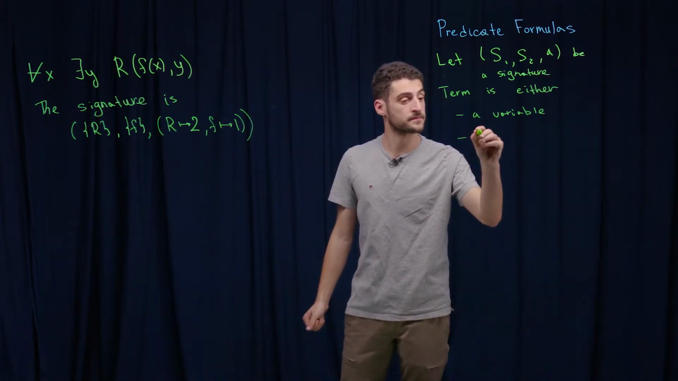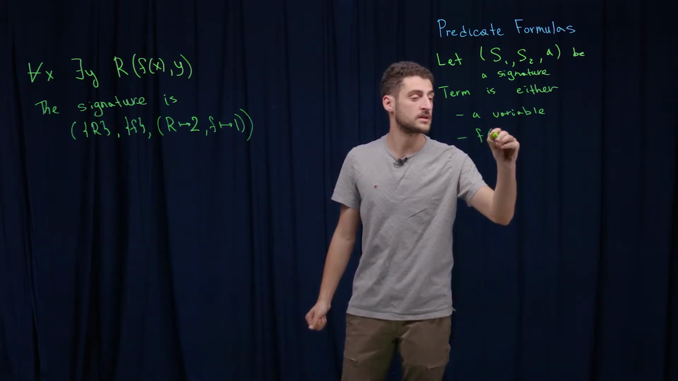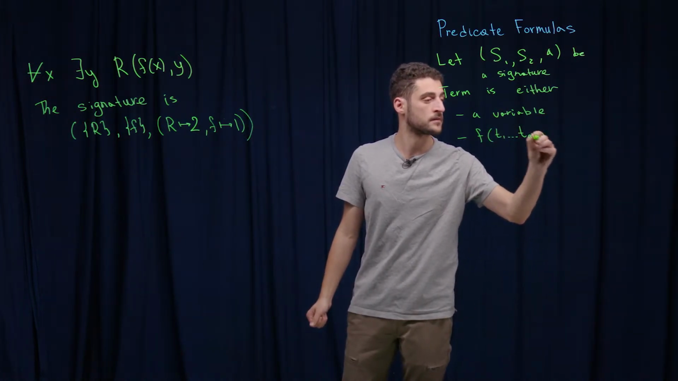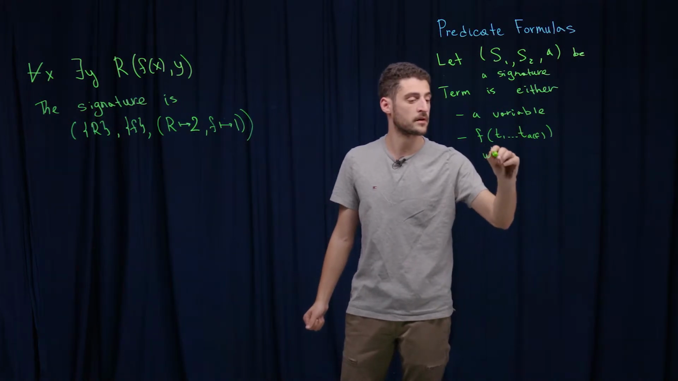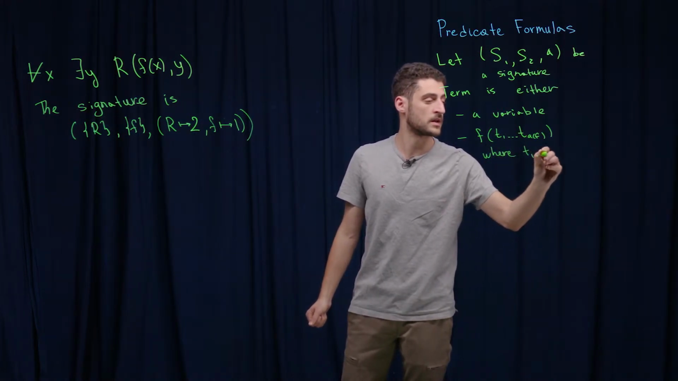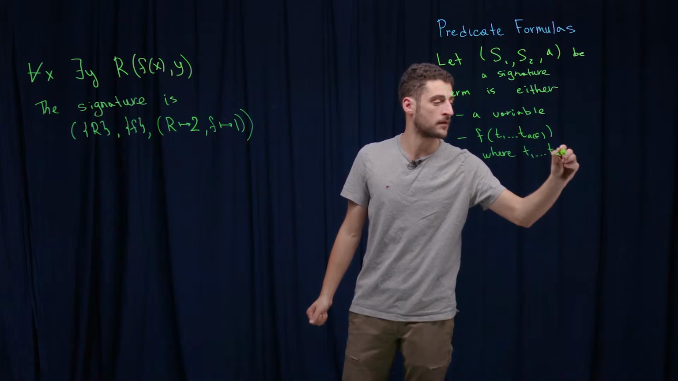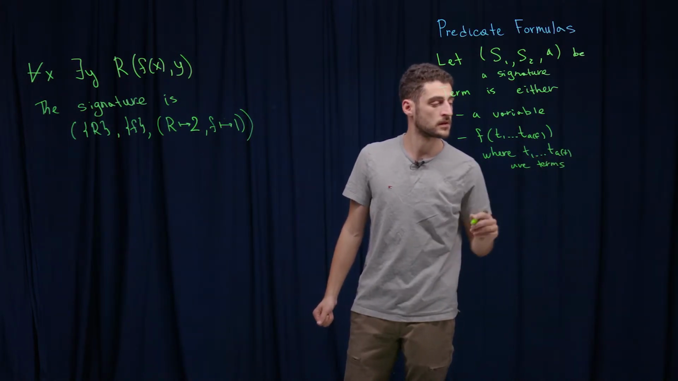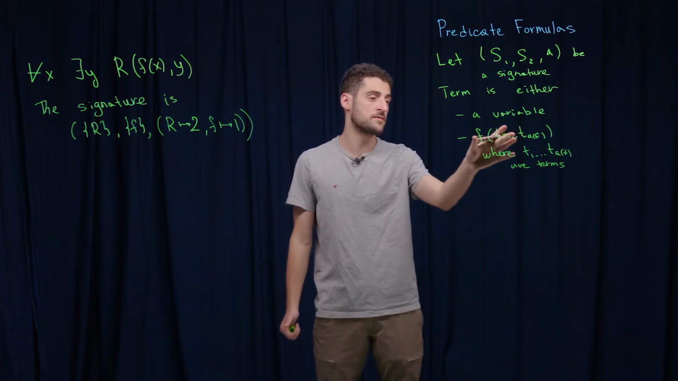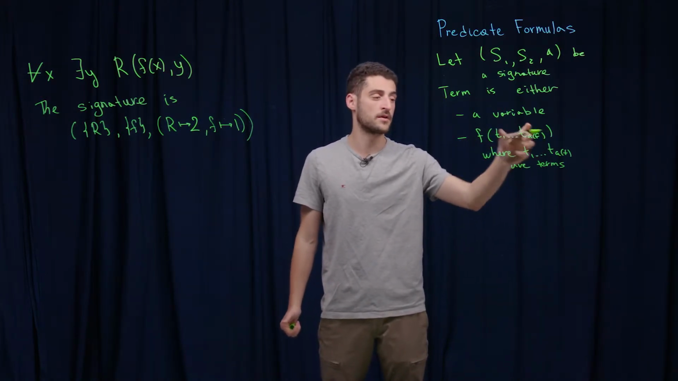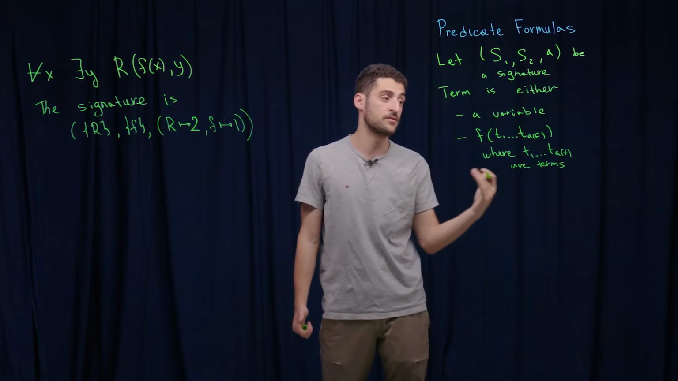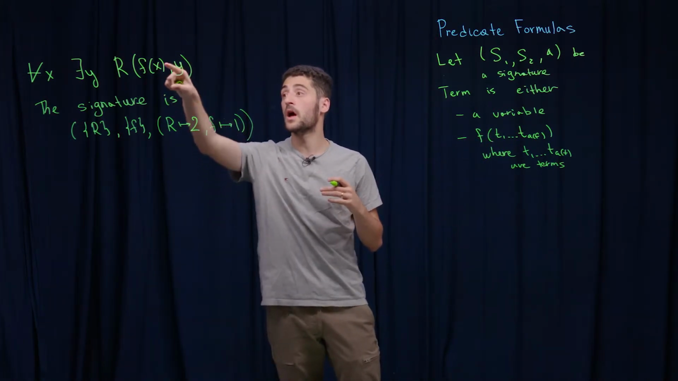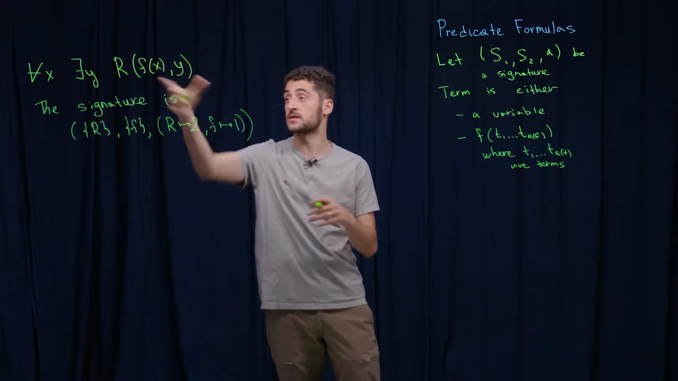Or it's f of t1 through t a of f, where t1 through t a of f are terms. So you should remember that the function should take a of f arguments, so we need exactly a of f terms. And for example, here f has one argument, and x is a term, so f of x is also a term.